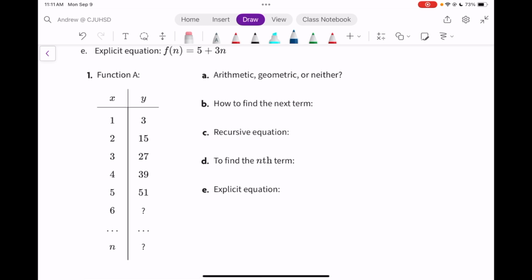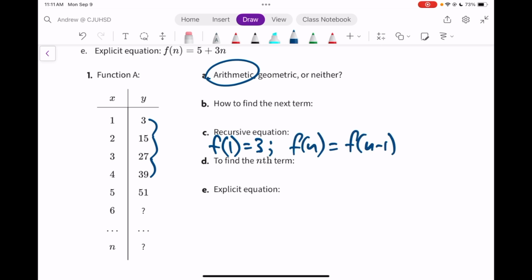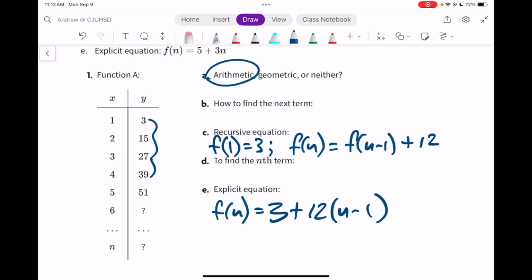So on number 1, we're adding by 12, and that makes it arithmetic. We're going to find the next term by adding by 12. On the recursive, we're going to make sure we write the first term. The first term is 3, and then we're going to say f of n is the previous one plus 12. And to find the nth term, we're going to start at 3, and we're going to add 12 n times. And that, as an explicit, is start at 3 and add 12 n minus 1 times. We're saying n minus 1 because, again, we're starting at 1.